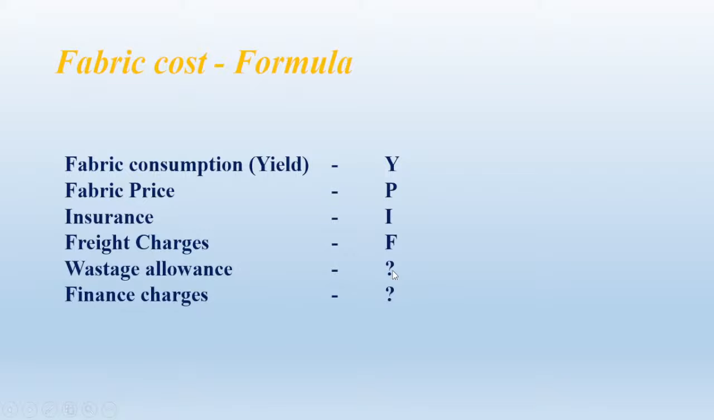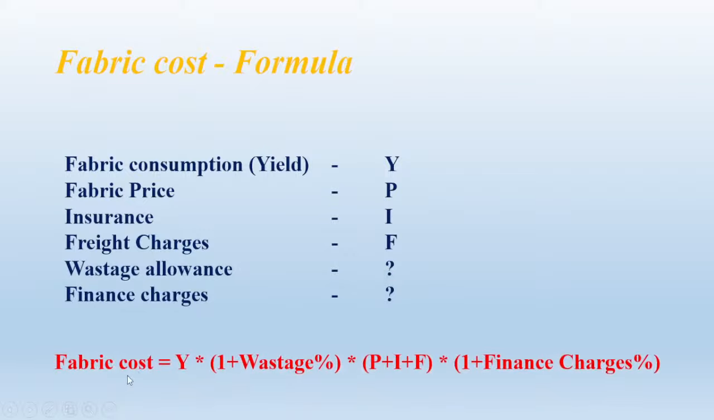Wastage allowance, the factory can decide the percentage. And this is the formula: fabric cost Y equals consumption into (1 plus wastage allowance) into (price, insurance and freight) into (1 plus finance charges percentage). These brackets are very important. You have to put the brackets in the right place, otherwise the answer will be wrong.